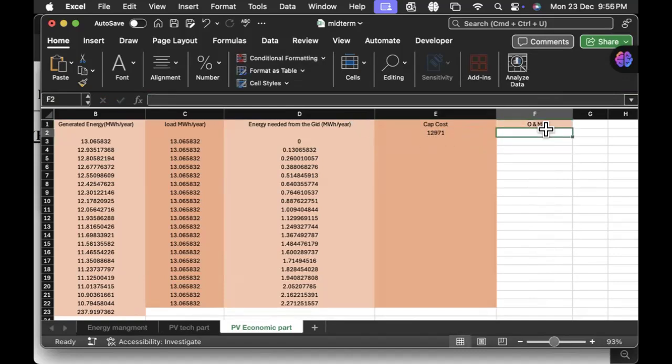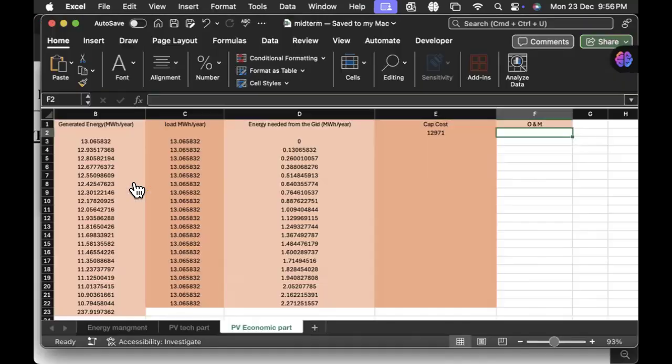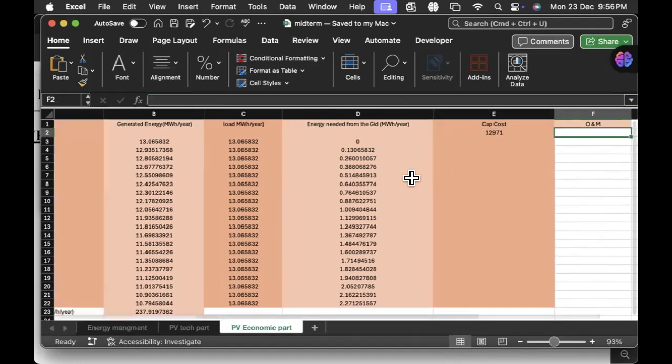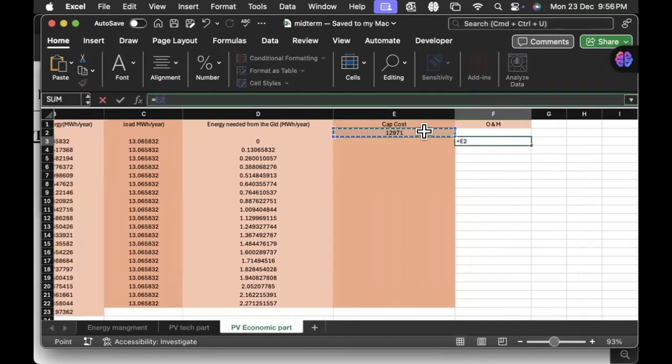The operation and maintenance cost, I don't know if there is something about it here or not. Yes, he is enforcing us to use 5% of the capex as an operation and maintenance cost. Of course, it is paid yearly. So considering this in year number 1, yes, this is 0, so this is 1. So in year number 1, we are going to have this 5% from this capex.